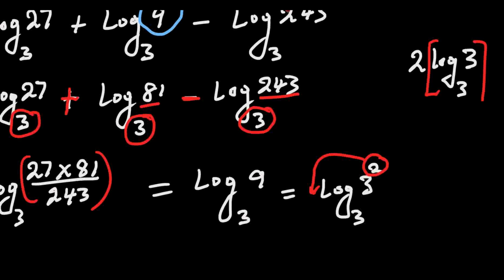Remember, the log of a number to its base is 1. So this is log 3 to base 3. That is 1. So this will become 2 times 1, and that is equal to 2. So this is the final answer to this question, and I hope it makes some sense. All right, let's go on to question number 3.